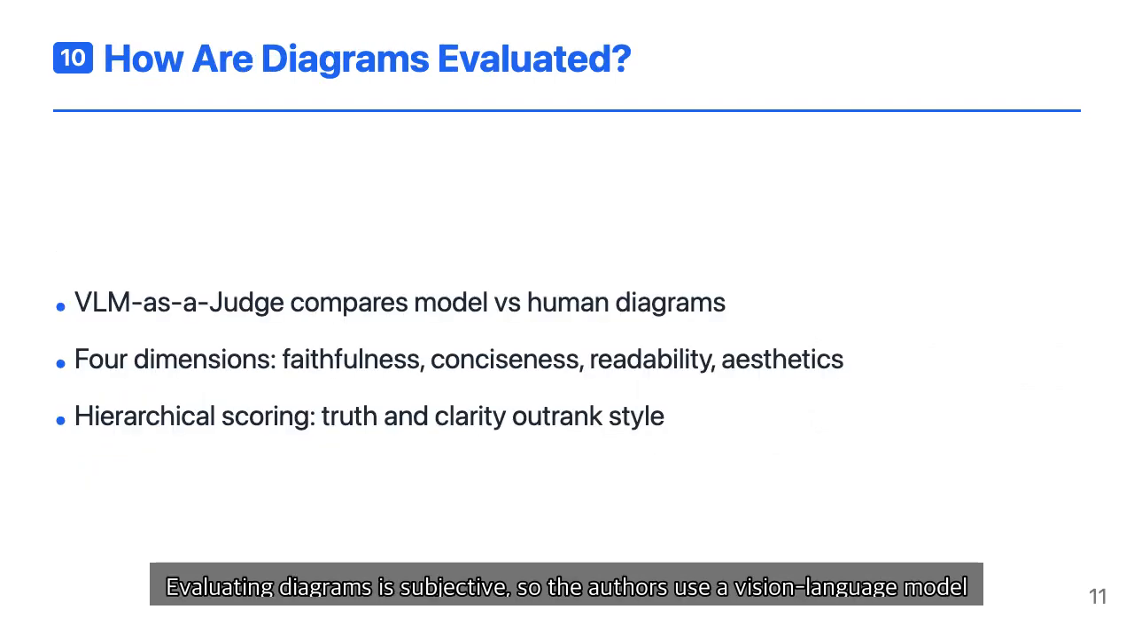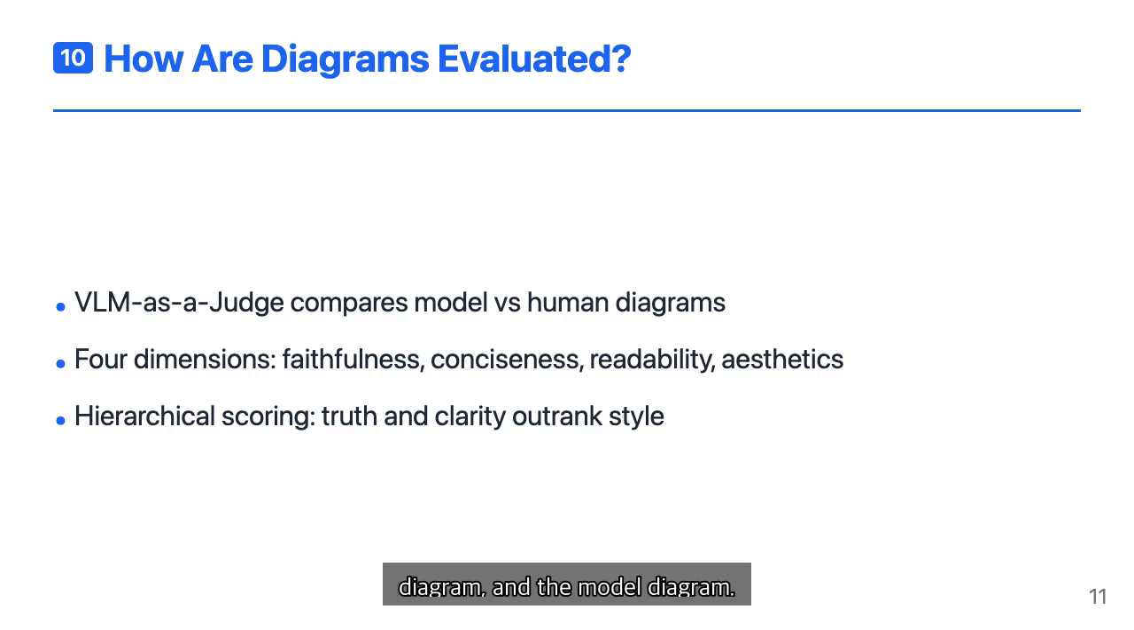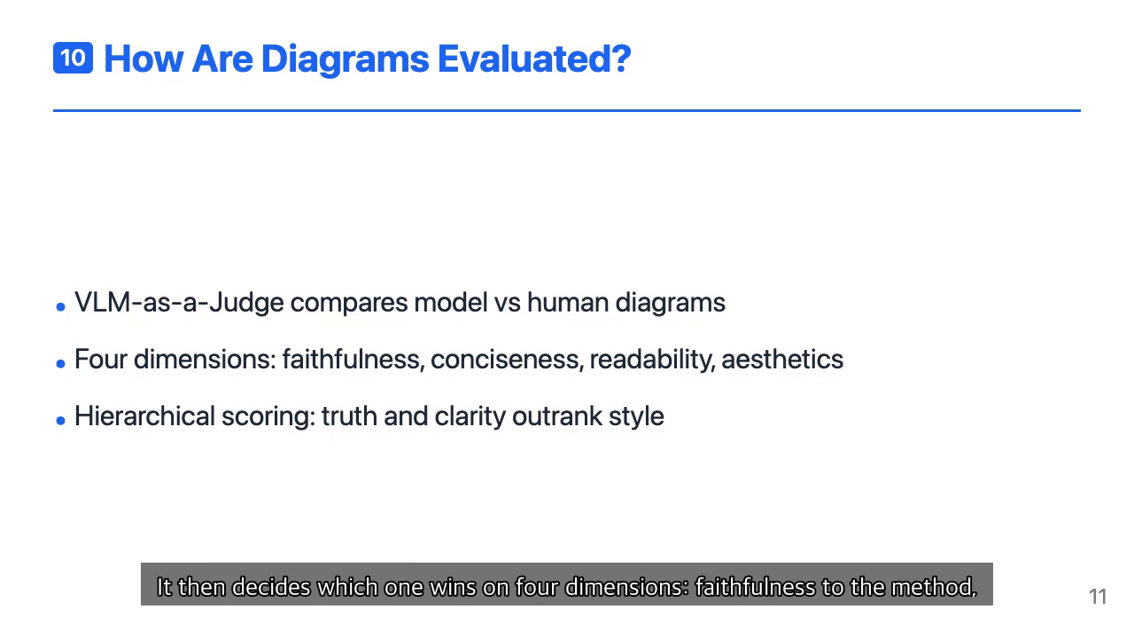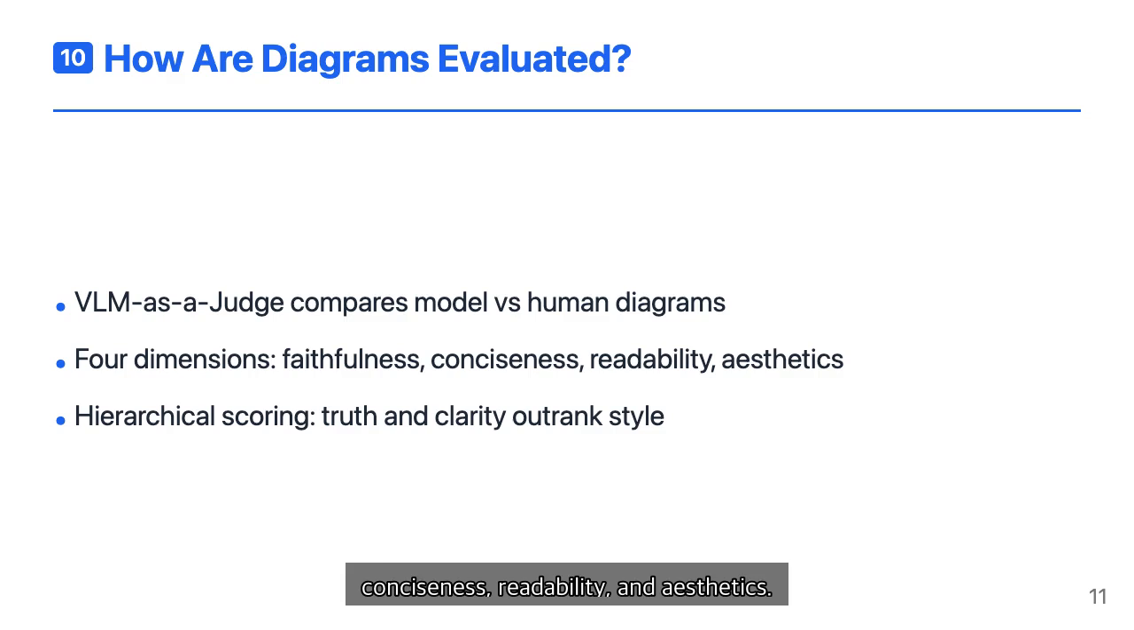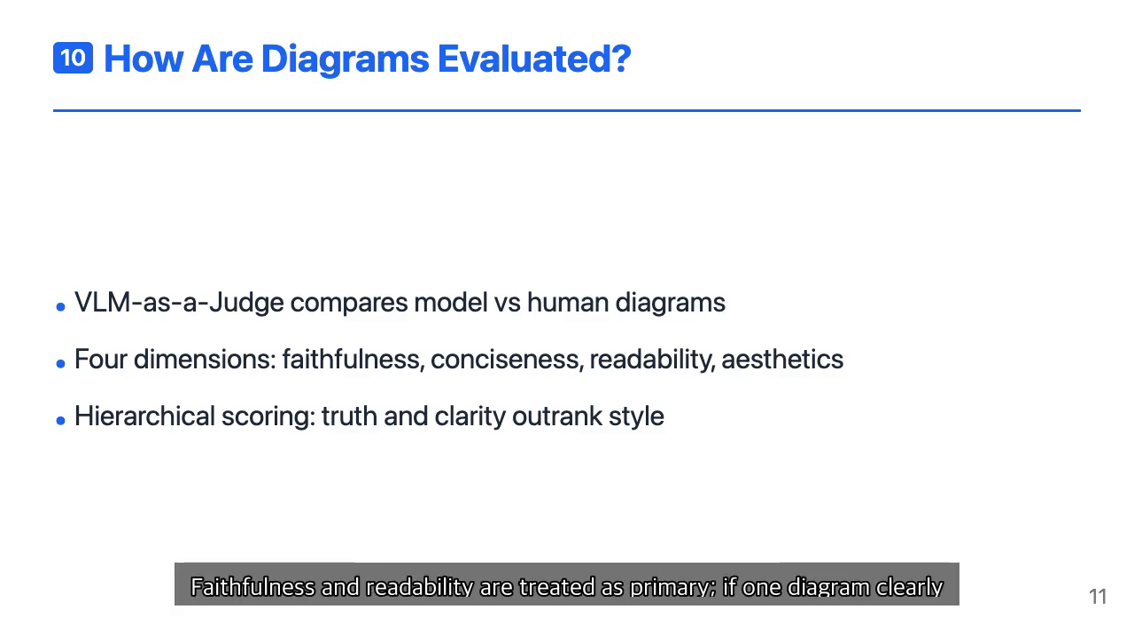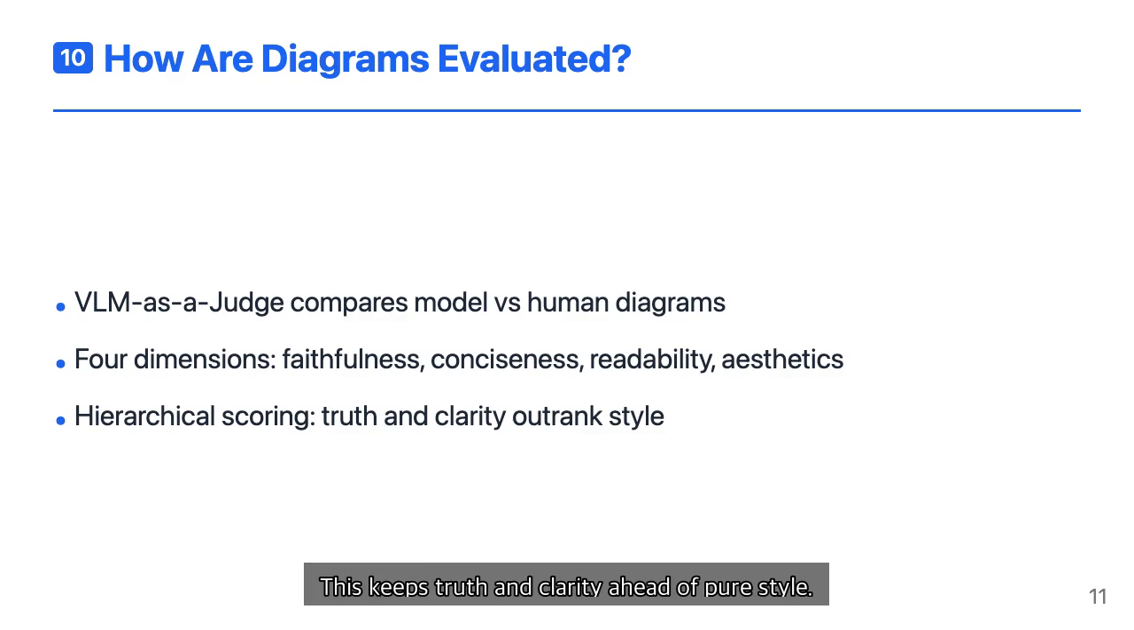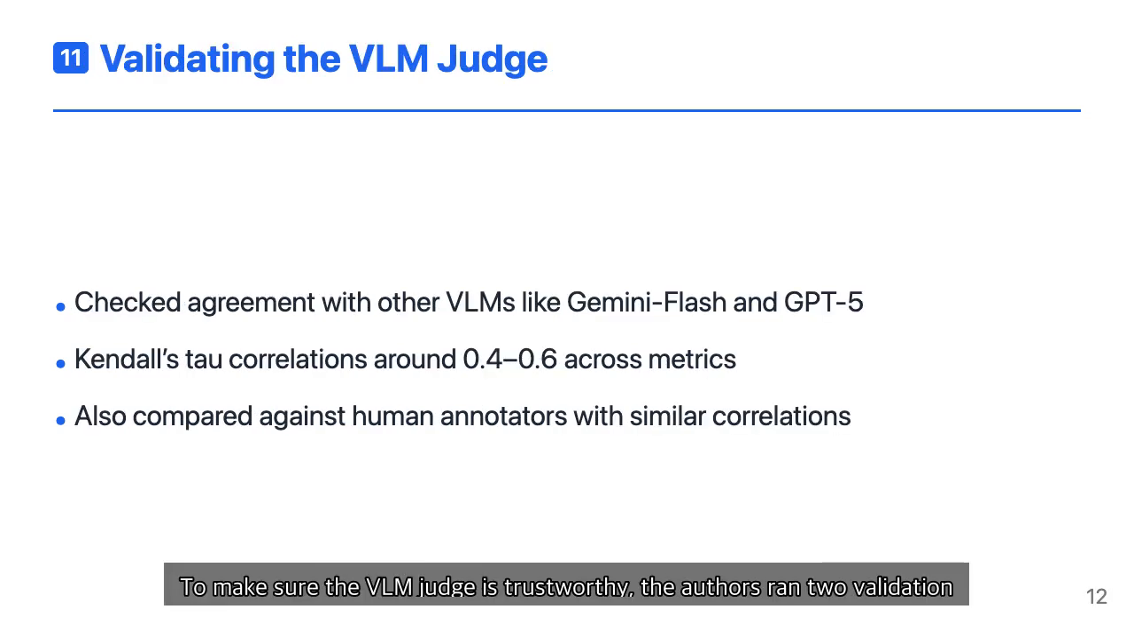Evaluating diagrams is subjective, so the authors use a vision language model as a judge. For each test case, the judge sees the method text, the caption, the human diagram, and the model diagram. It then decides which one wins on 4 dimensions: faithfulness to the method, conciseness, readability, and aesthetics. Faithfulness and readability are treated as primary. If one diagram clearly wins there, it wins overall. Only if those are tied do conciseness and aesthetics break the tie. This keeps truth and clarity ahead of pure style. To make sure the VLM judge is trustworthy, the authors ran 2 validation steps.